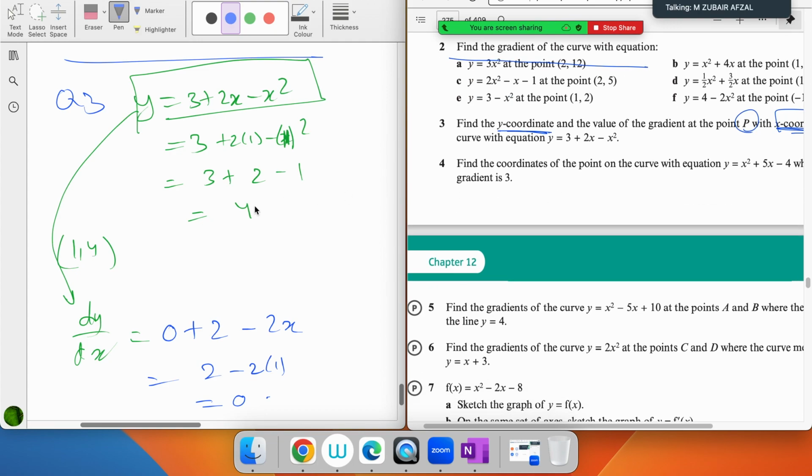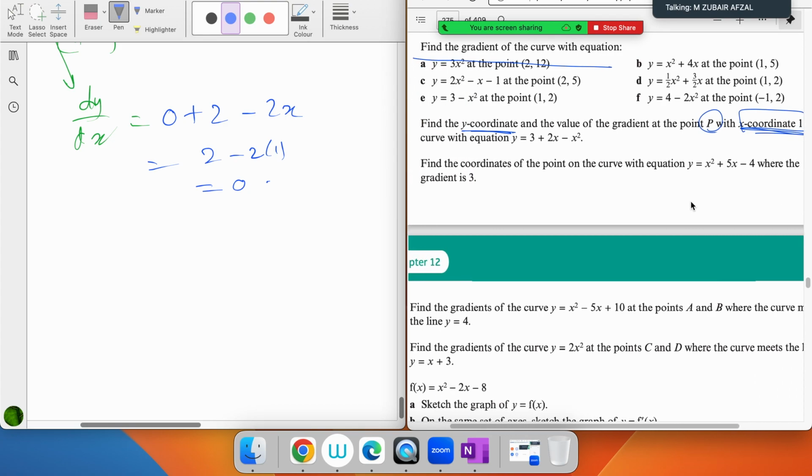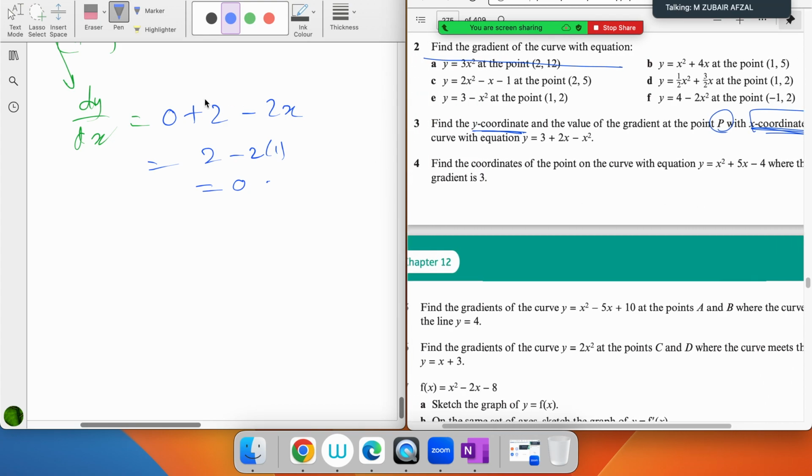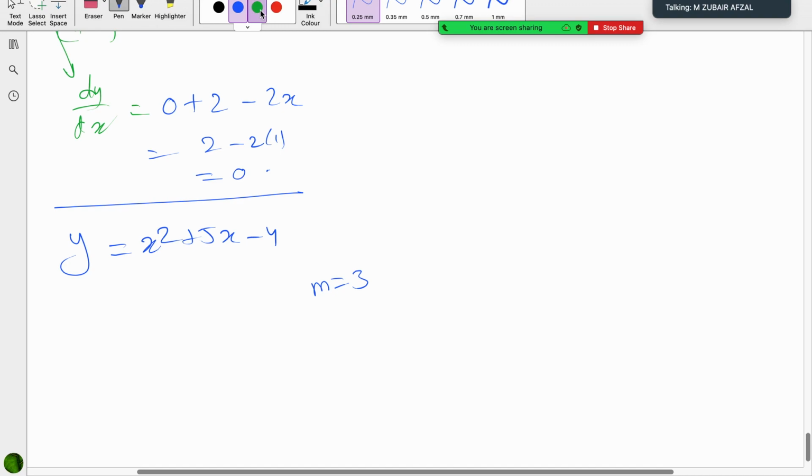Question number 4 says find the coordinates of the point on the curve with the equation this, where the gradient is 3. Now gradient is given and we need to find the coordinates. The equation is y equals x squared plus 5x minus 4 and gradient is equal to 3. Points are unknown, gradient is 3.